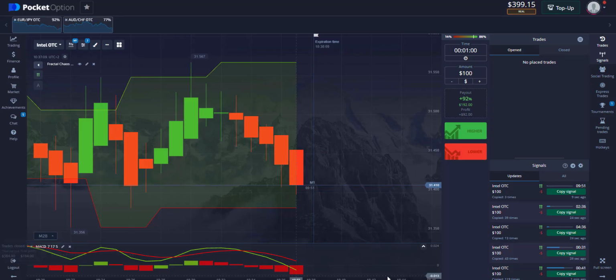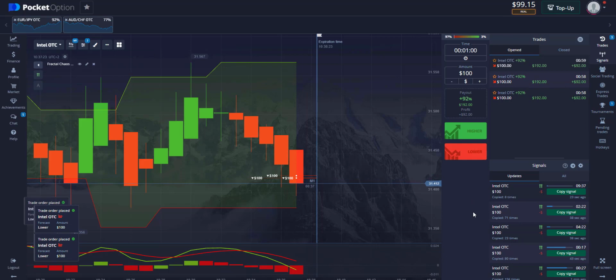The balance I have now is $399.15. I will get trades in the same previous market because we still have the MACD indicator heading lower.